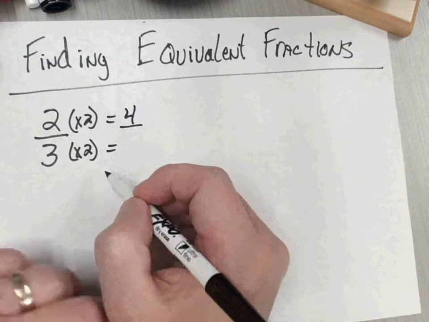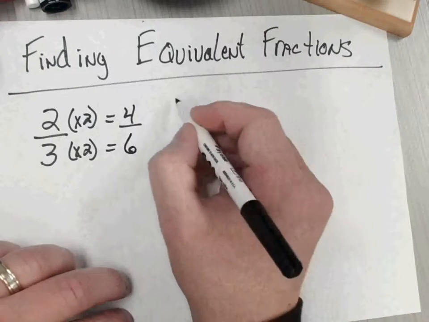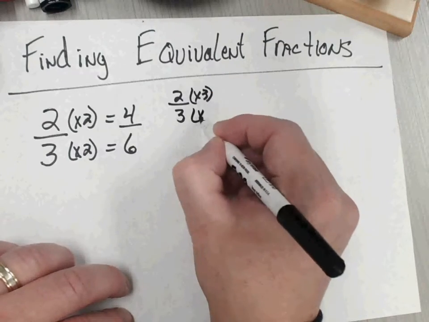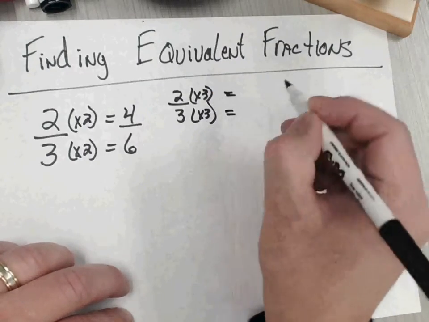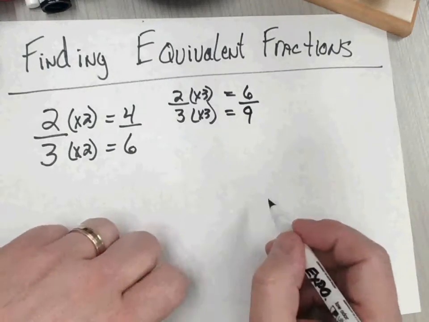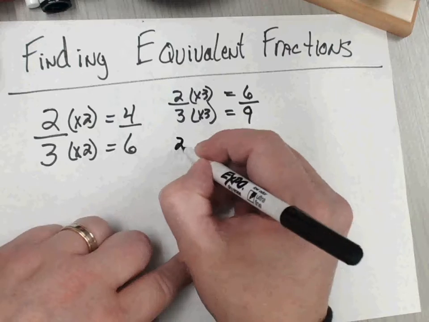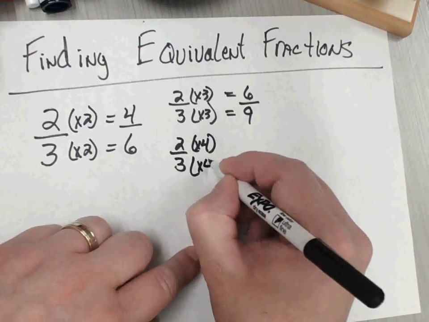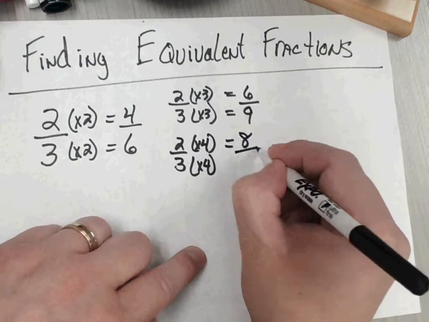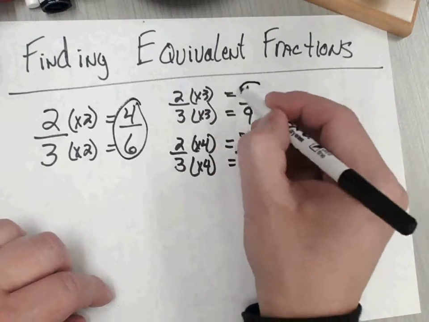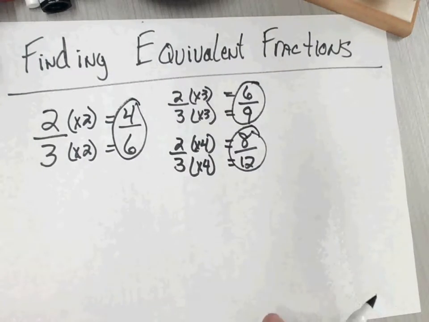So I multiply both sides by 2, I get 4/6. I multiply both sides by 3, I get 6/9, and so on. I multiply both sides by 4, I get 8/12. Okay, so all these are equivalent fractions. That's the easiest way to find equivalent fractions.